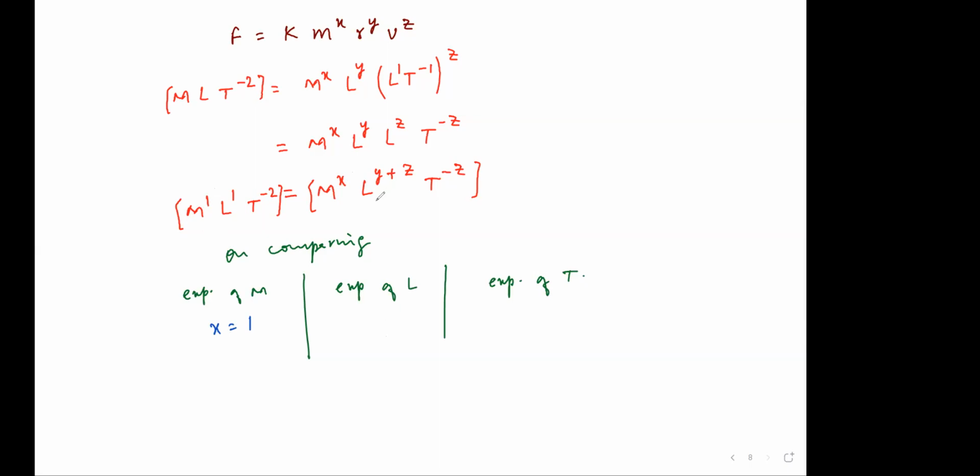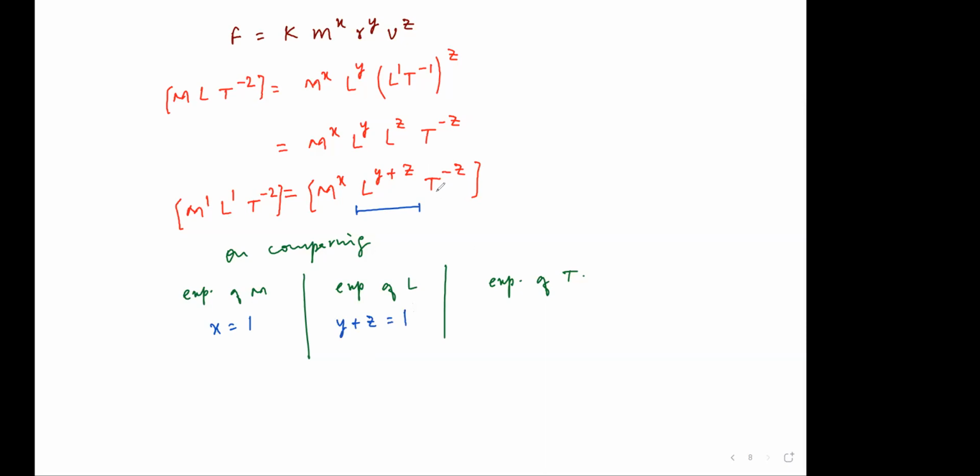Diba, can you tell me the exponent for length on either side? What can we write? On the right hand side, just see this, L to the power y plus z. Good. So y plus z on the right hand side would be equated to L to the power on the left hand side, which is nothing but 1.